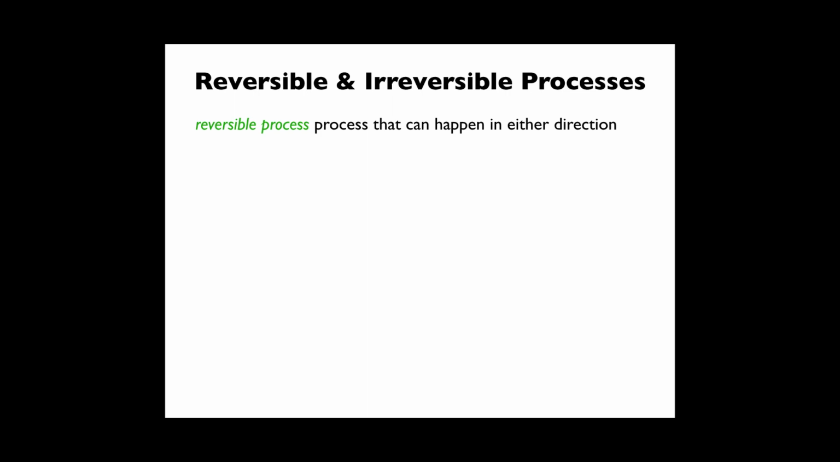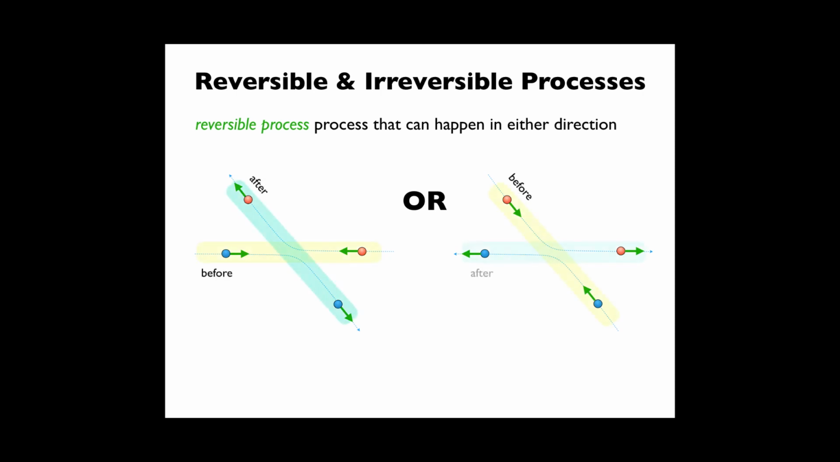A reversible process is a process that can happen in either direction. So for instance, a collision like this, where you have these particles coming in and interacting, that's considered a reversible process because you can run it the other way and it looks pretty much the same as before, okay? These are both processes that look okay. So before, and then after. You can run this either way and it's going to look exactly the same. Run it forward, run it backwards, that's a reversible process.